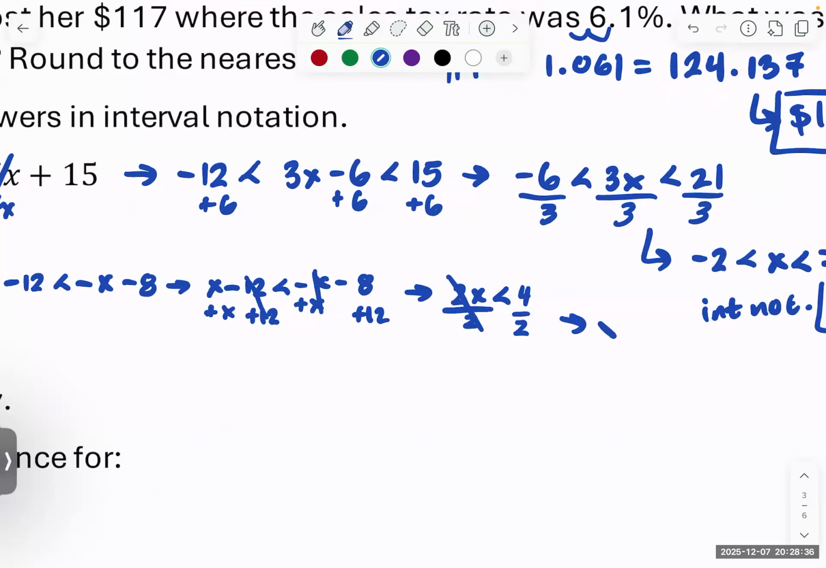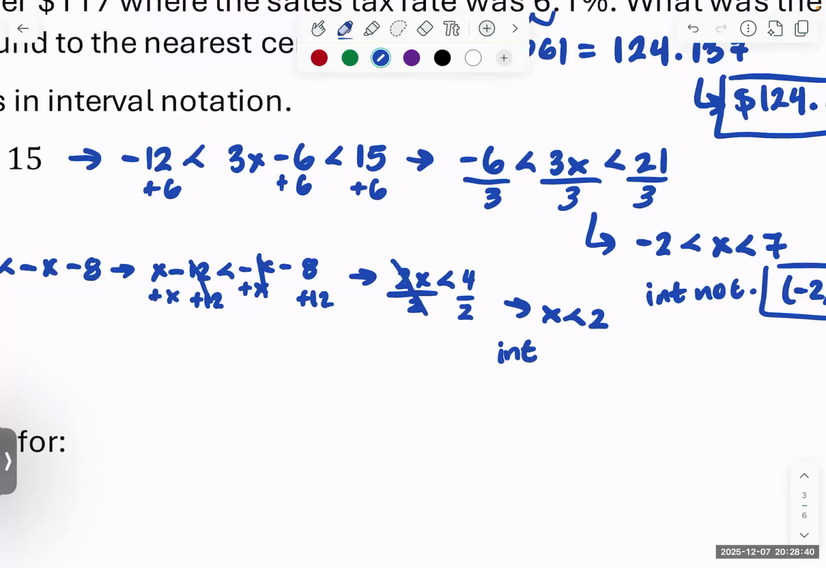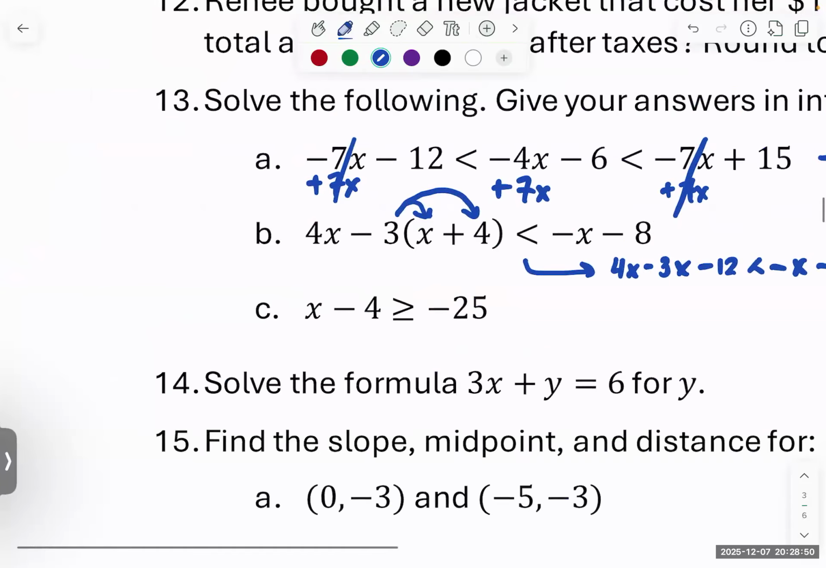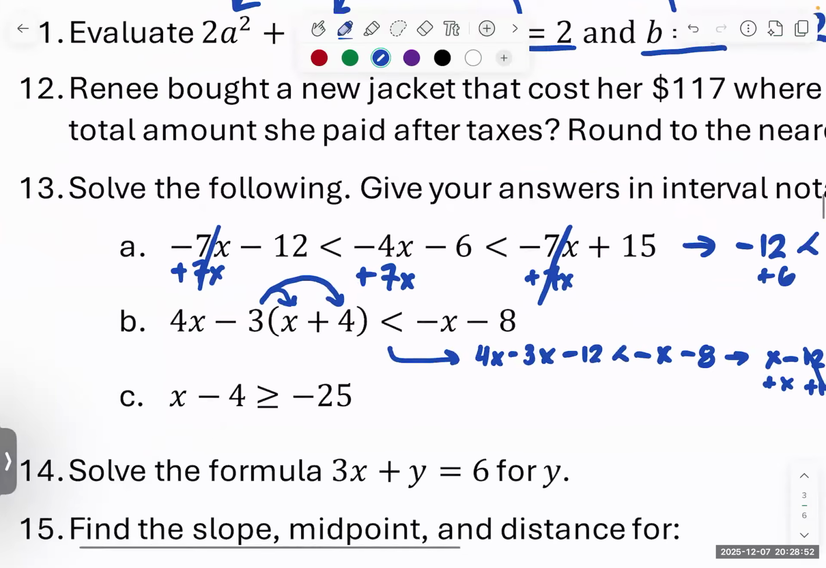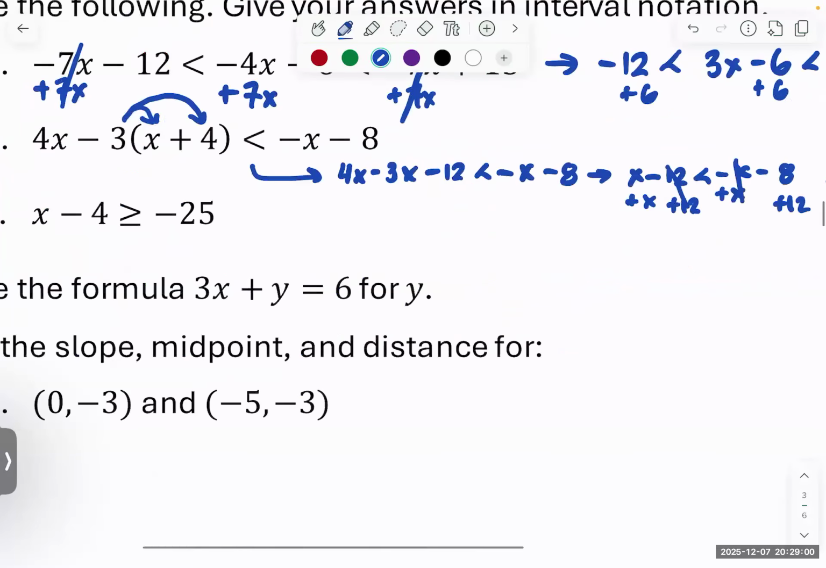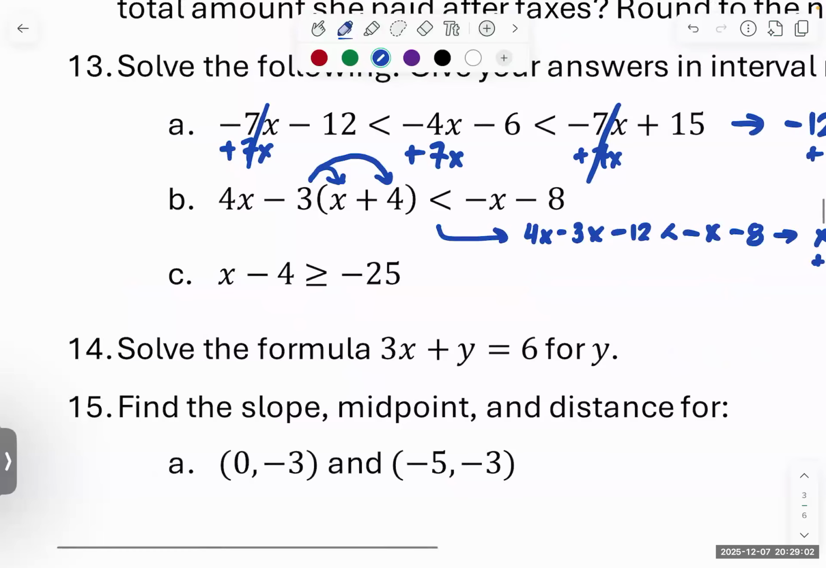We get x is less than 2, which in interval notation, because it's all values less than 2, is going to be negative infinity comma 2, with a parenthesis, since it's a strict inequality. That's your final answer. Now for this one, just add 4 to both sides.